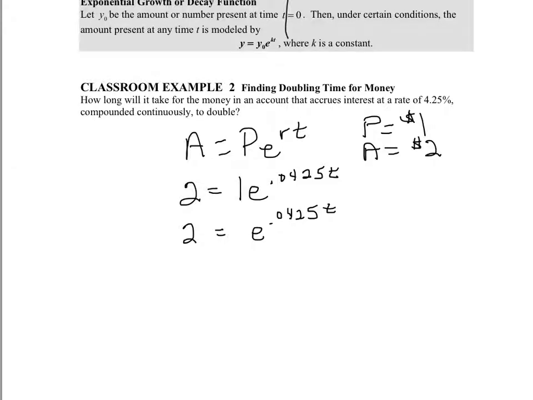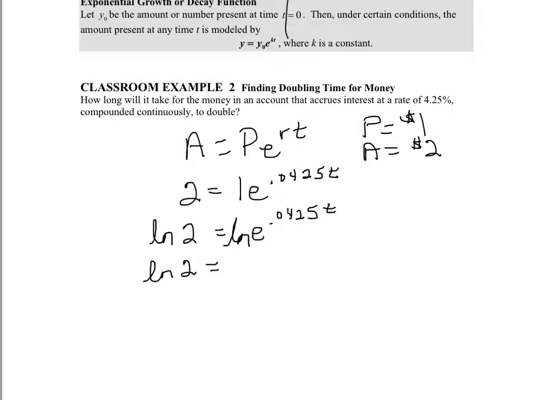Now, if I'm solving for t, and it's in my exponent, do you remember what I can do to get something out of the exponent position? I can take the log of each side, and since my base is e, it makes the most sense for me to take the natural log. I'm going to take the ln of each side. Now, that means I just have the natural log of 2 on the left, but what happens on the right?